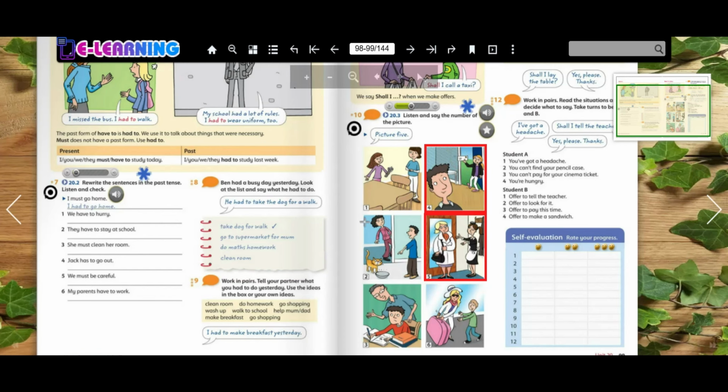Picture 2. What did he say? Shall I feed the cat? Good. Next one.